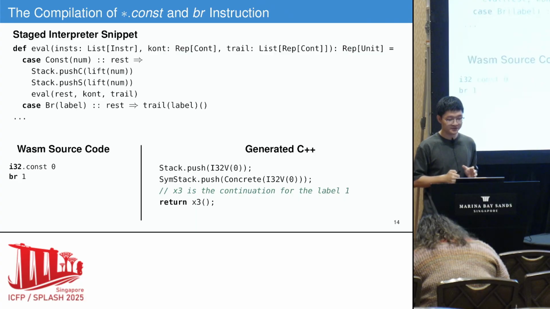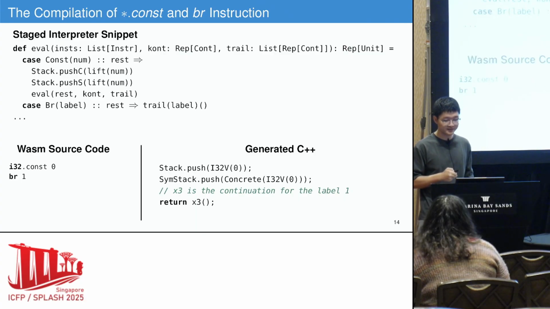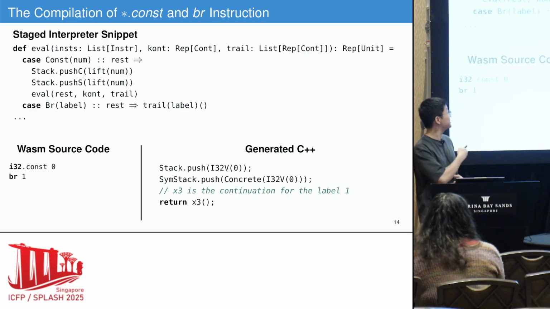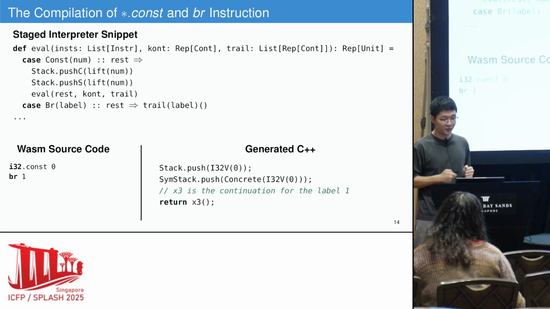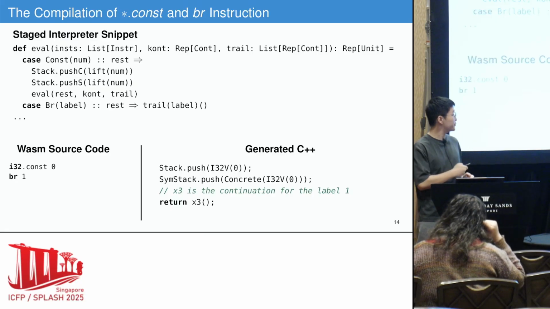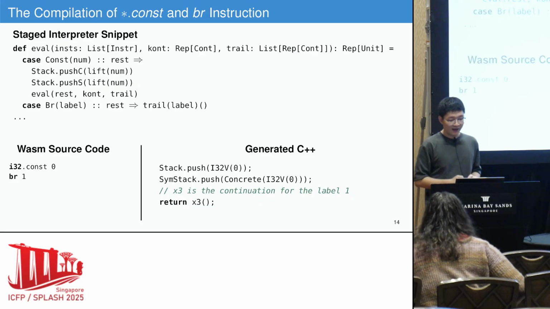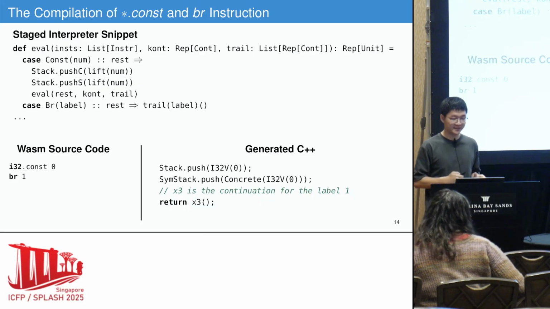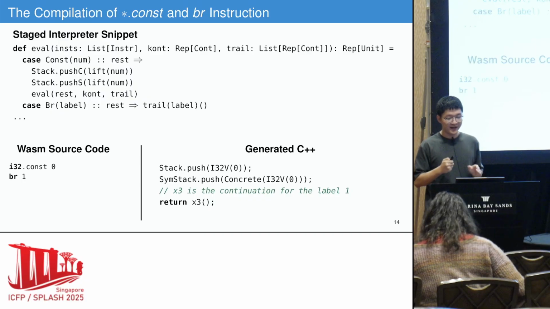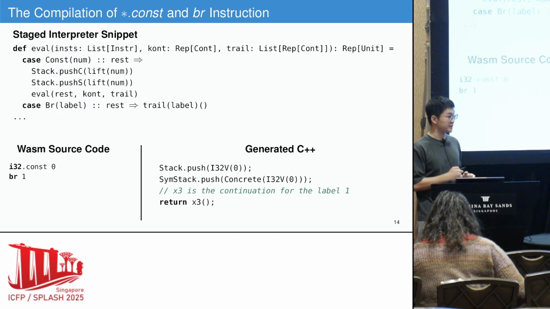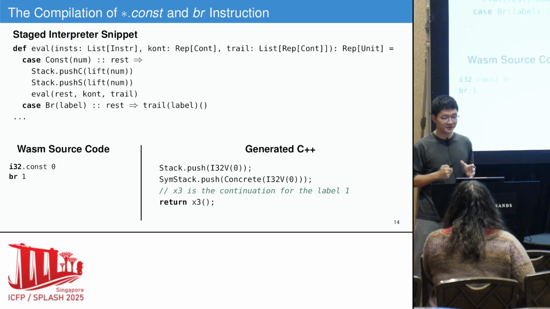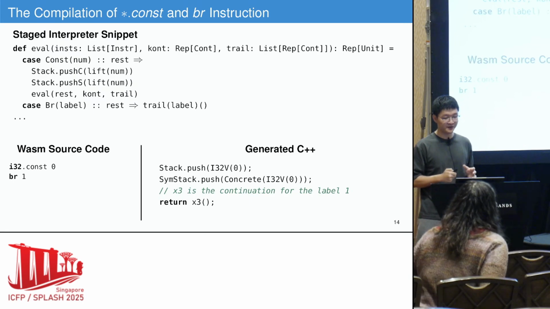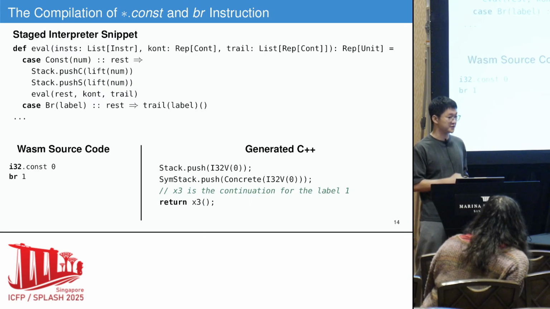Here is the compilation for some simple instructions. For the constant instruction, we push a constant to both the concrete stack and the symbolic stack. Correspondingly, in the generated code, there will be 2 push operations. And for the BR instruction, which stands for branch, we enter the continuation stored in the current trail. And in the generated code, there will be a function call to the continuation function corresponding to the label 1, which is x3 here.